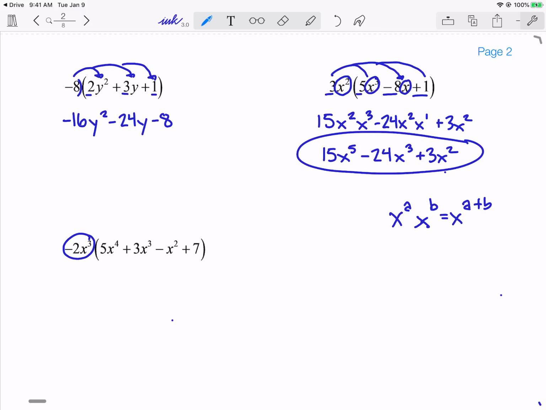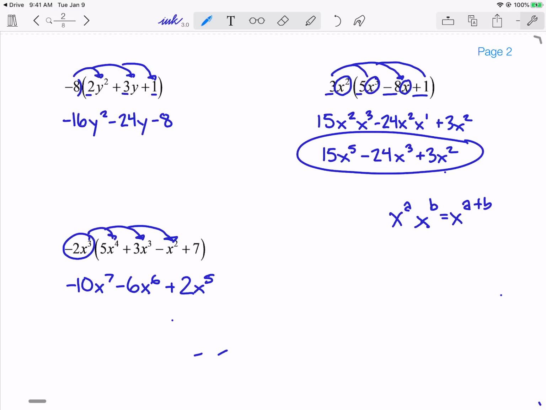So I'm going to distribute -2x cubed to each of these terms. When I distribute it to the first one, -2 times 5 gives me -10. And then adding the exponents, 3 and 4, gives me x to the 7th. Now when I distribute to the next one, -2 times a positive 3 gives me -6. 3 plus 3 for the exponents gives me x to the 6th. Then when I distribute to the third term, -2 times a -1 gives me +2. Add the exponents 3 and 2 to get x to the 5th.